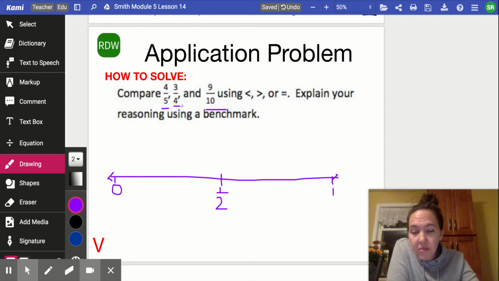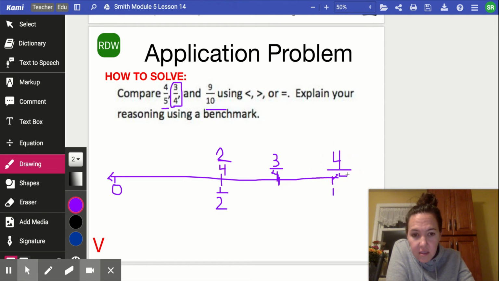So I'm going to look here at 3/4. I know that 3/4 is right in between 1/2 and 1. Because I can partition this number line into fourths and say that 1/2 is the same as 2/4, and 1 whole is 4/4. So 3/4 would be right in between them.